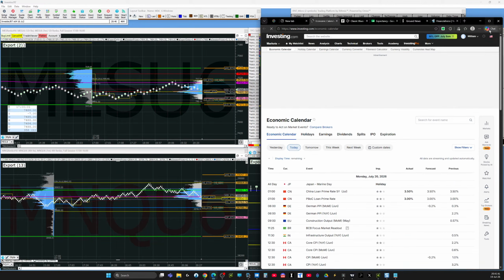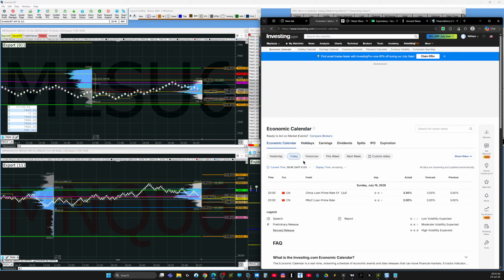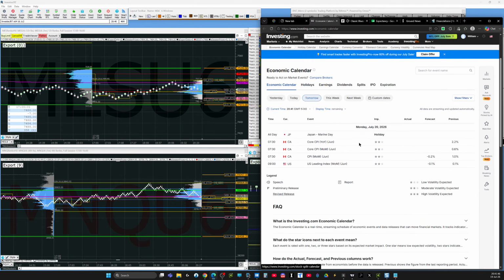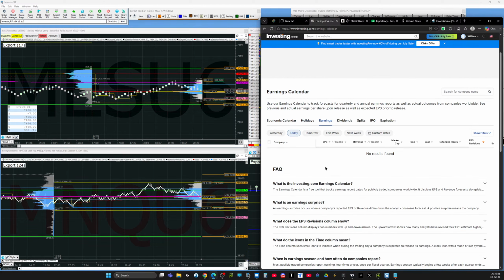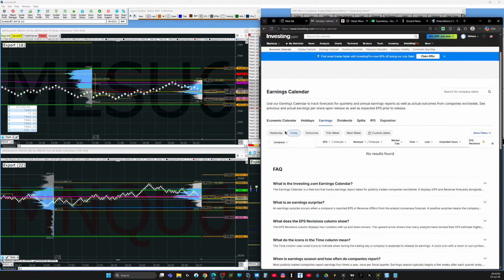Okay, tomorrow. What do we have tomorrow? U.S. leading index, month over month. I have no clue what that is, and I'll have to use the index thing to find out. So tomorrow is not going to be anything. Earnings season is getting off to a real big start.